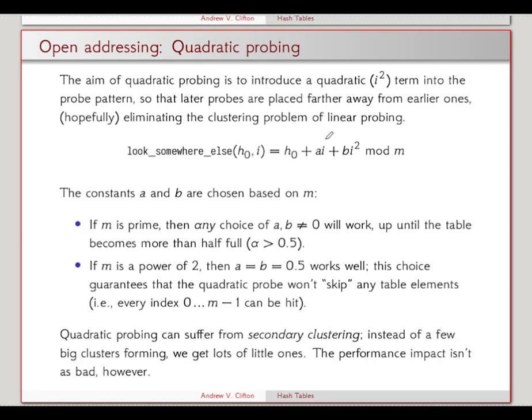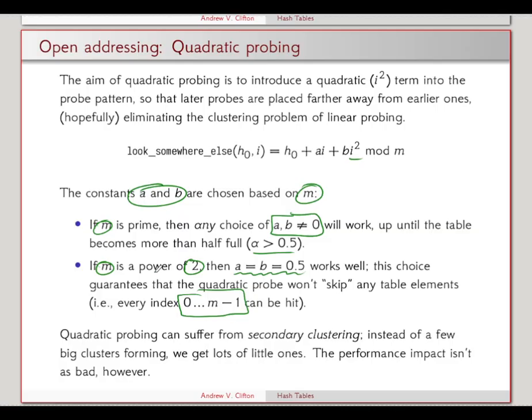Quadratic probing tries to solve that by introducing this i squared term here. So as i increases, we search further and further away from our starting point. You choose these constants A and B based on M. So if M is prime, you can choose anything for A and B here, at least up until the table becomes half full. And as we mentioned, if the table is half full, you should be looking at rehashing anyway. If your M is a power of 2, then it works for A and B to be 1/2. And that guarantees that we won't miss any of the table elements. We can hit everything from 0 to M-1.